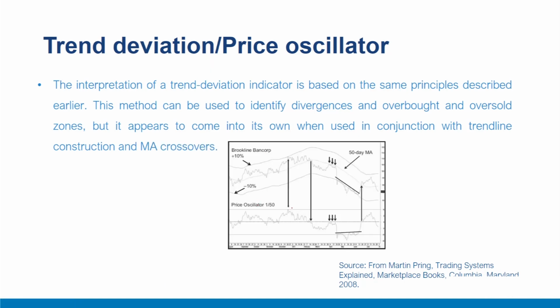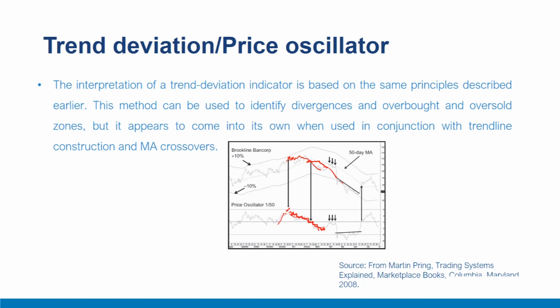For example, notice here that the oscillator indicator witnesses some kind of weakness. It touches the overbought level and comes down, which indicates some kind of weakness in momentum, which is confirmed by the price action itself, which is on the top of the upper 10% band and then starts moving down. It crosses the MA level from top to bottom. This is another confirmation that a down move is there.